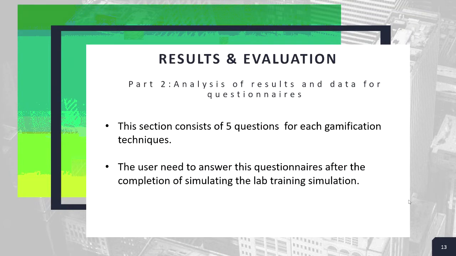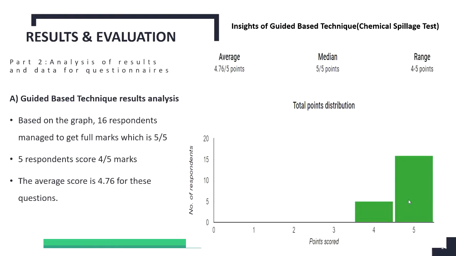So for part 2, analysis of results and data for questionnaires. This section consists of 5 questions for each gamification technique. The users need to answer these questionnaires after the completion of the lab training simulation. So for the guided-based technique, this is the result analysis.